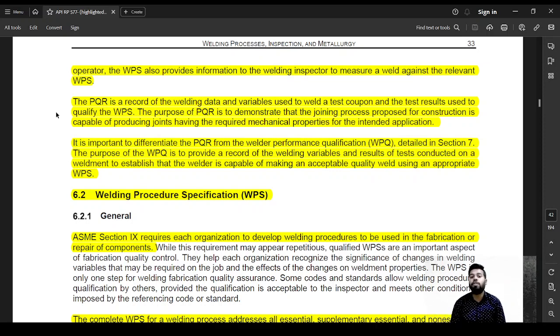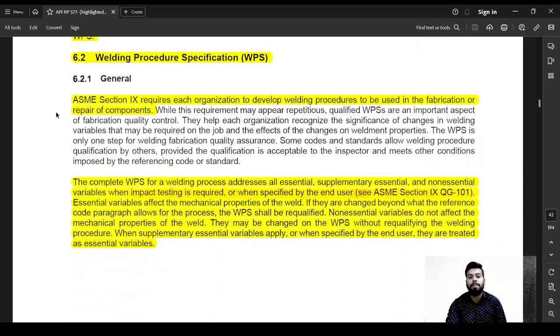It is important to differentiate PQR from the welder performance qualification detailed in section 7. The purpose of the welder performance qualification is to provide the record of welding variables and results of the test conducted on the weldment to establish that the welder is capable of making an acceptable quality weld using the appropriate WPS. So 6.2 is WPS.